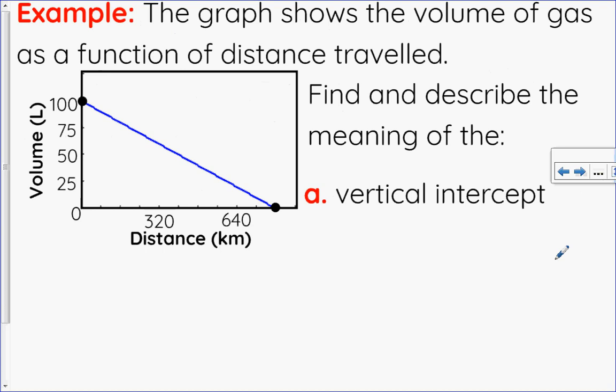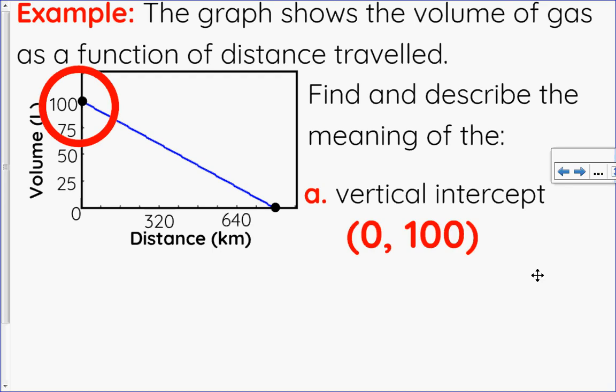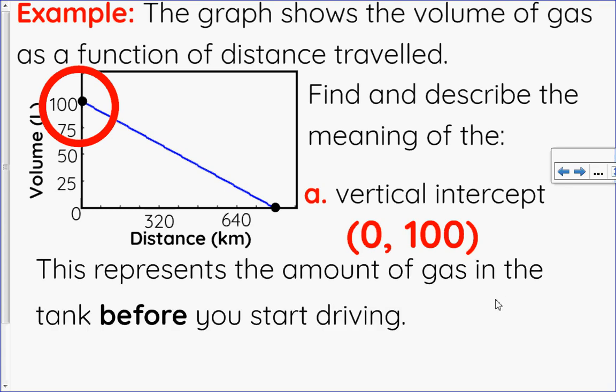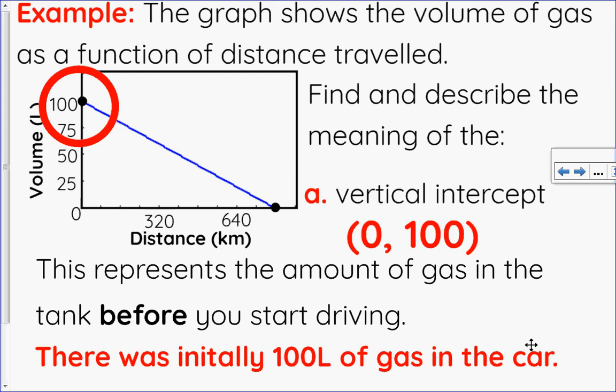Let's look at an example. So in this one here, I have a graph showing volume of gas as a function of distance traveled, volume versus distance. If I look at the vertical intercept, that's where it crosses the y-axis, and that point is (0, 100). What does that mean? Well, that's the amount of gas in the tank before you start driving. Specifically, there was initially 100 liters of gas in the car.